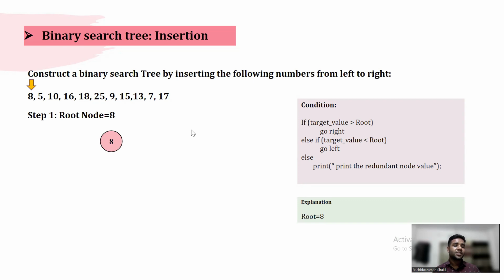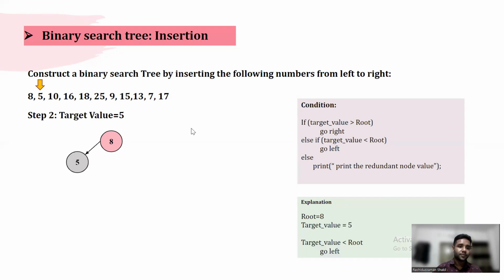So my first step is to identify the root node. If I focus on the question, it is clearly mentioned that the binary search tree is constructed from left to right. So my root node is 8. Now my target value is 5.